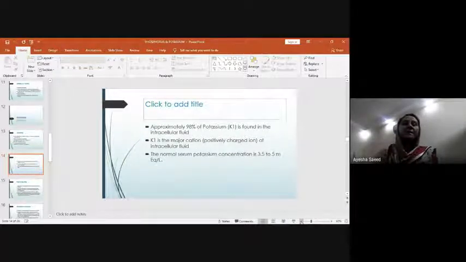Approximately 98% of potassium is found in the intracellular fluid. Potassium is the major cation, positively charged ion, of intracellular fluid. The normal serum potassium concentration is 3.5 to 5 milliequivalents per liter. So it is present in a very small amount in the blood.